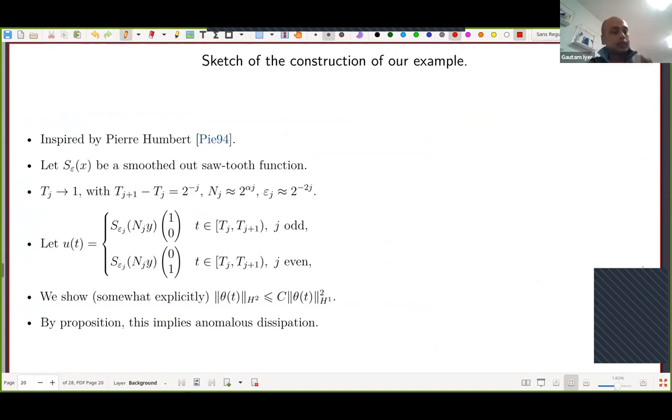Let me just wind up in a few minutes and then we can pause for questions. The basic flows that we had that satisfied the bound were basically shear flows.